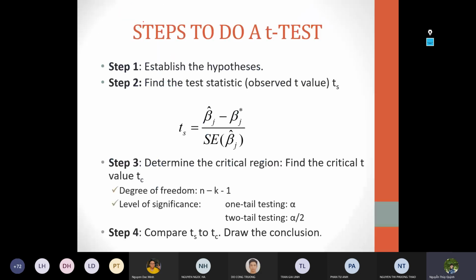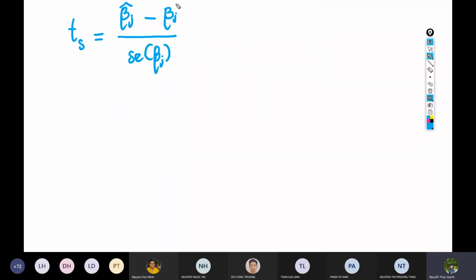But here you see the difference. We take beta j hat minus beta j star, divided by the standard error of beta j hat. So what is the difference here? Beta j and beta j star. That is the difference. Here we have beta j star in the formula. Why do we have that difference?